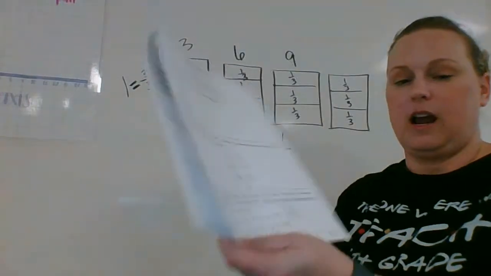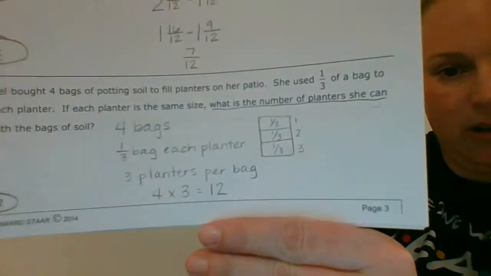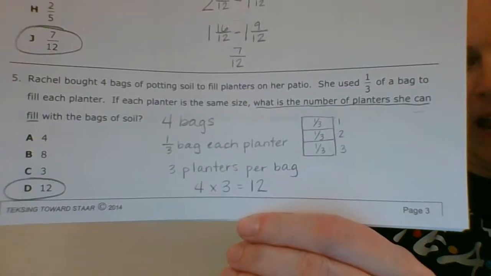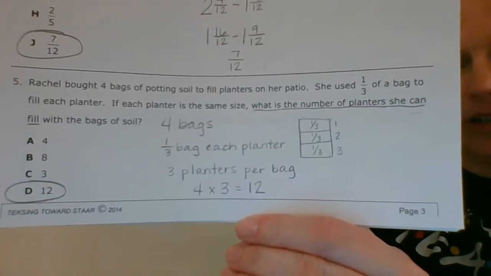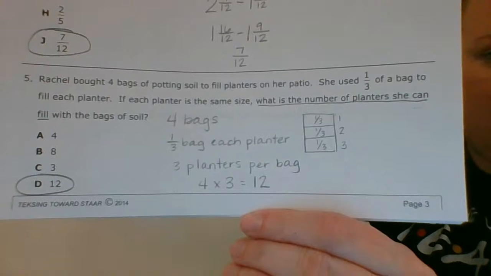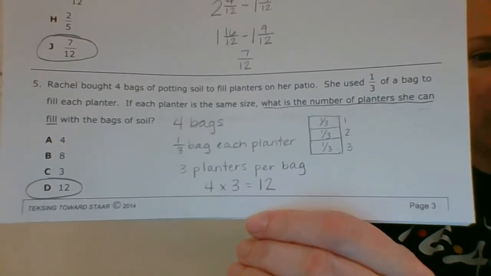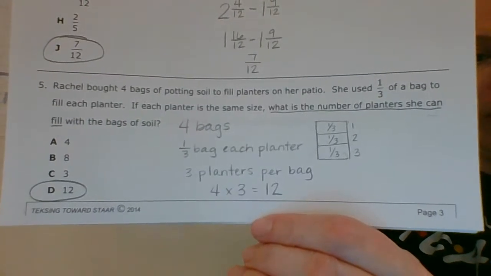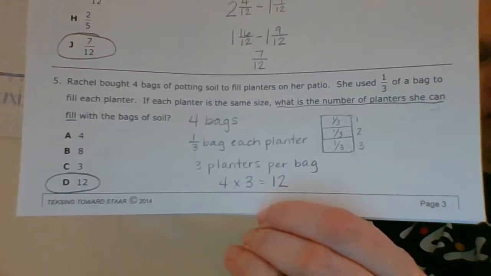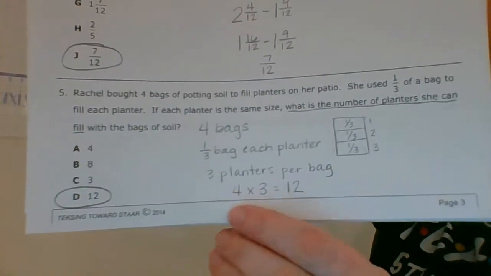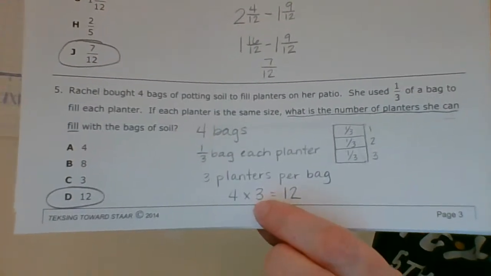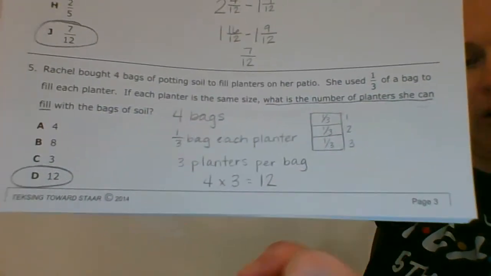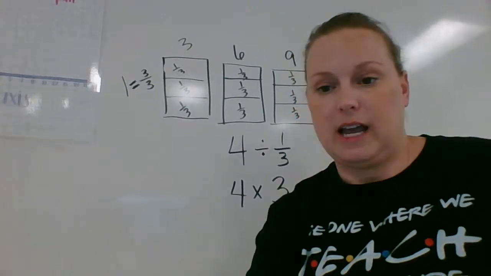And these are the notes I wrote, how I organized my information. I gathered that she had 4 bags, 1/3 bag each planter, 3 planters per bag. It's supposed to be from our division of unit fractions unit, module 9, but really, I don't know when we ever say we divide it in thirds, but we just know we get 3 planters out of each of the 4 bags to equal 12 planters. So I hope that's okay.